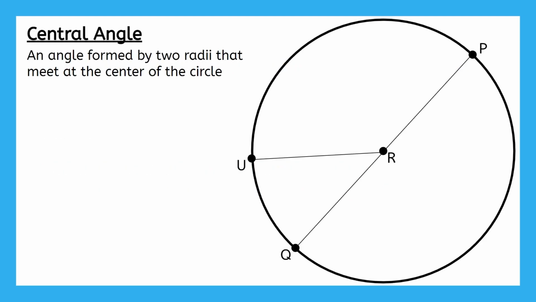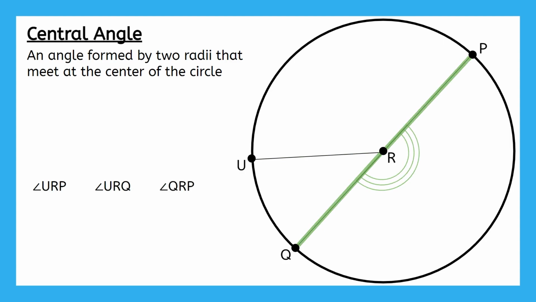Let's start by defining central angle. A central angle is an angle formed by two radii that meet at the center of the circle. So there are three radii drawn in circle R here, and those radii form angles. Can you identify the three central angles formed by these radii? Angle URP is a central angle since it is created by two radii meeting at the center. Angle URQ is also a central angle, and so is angle QRP.